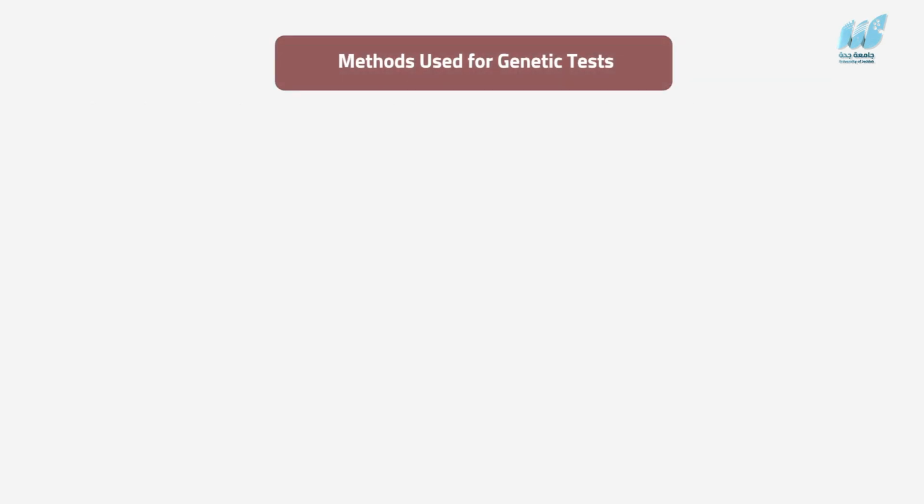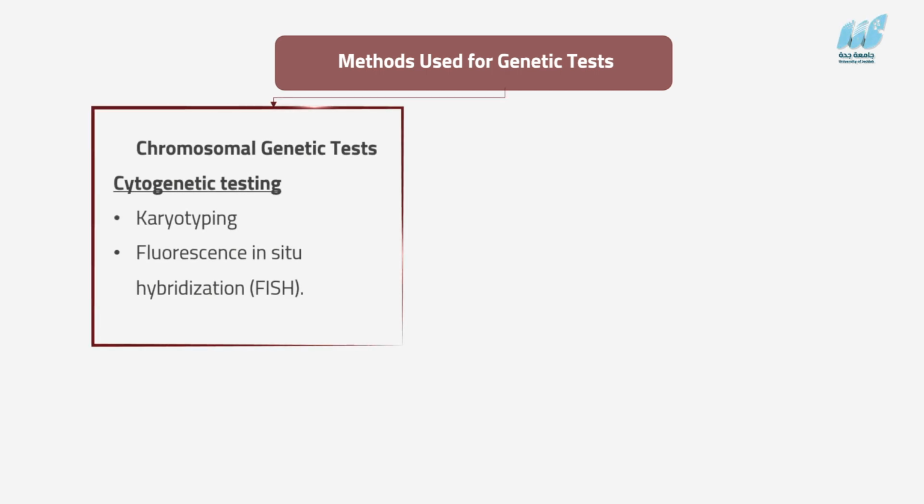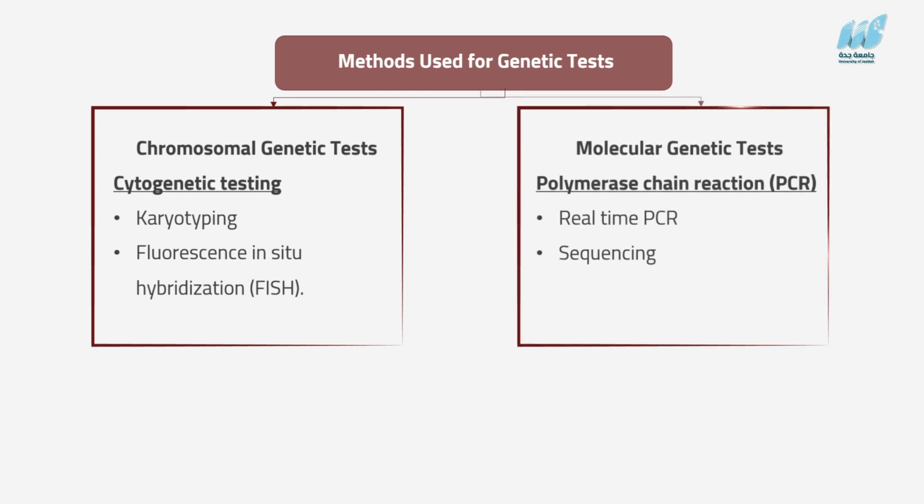There are two types of genetic testing. It depends on the genetic diseases that we want to investigate or to confirm. The first type is the chromosomal genetic test. In this lecture, I will explain karyotyping and fluorescence in situ hybridization. The second type is the molecular genetic test, and in this lecture, I will cover PCR and sequencing techniques.